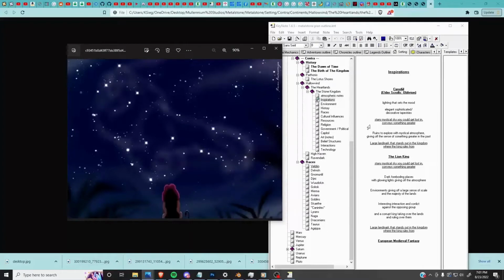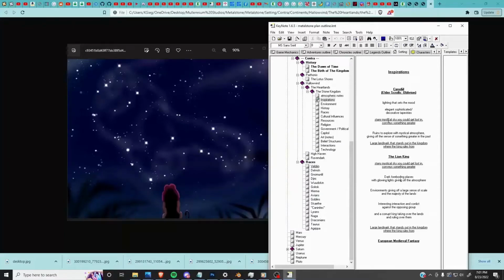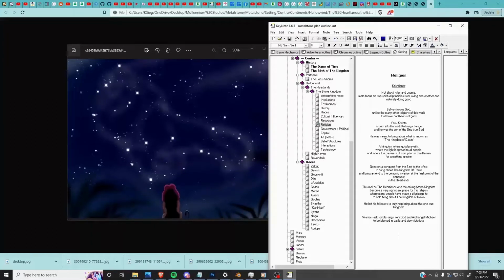Also, falling in line with this idea, I pointed out in the Lion King inspiration for this that a big thing is the starry mystical sky that you could get lost in, and it conveys something greater. And this kind of falls in line with an idea that I had for the story, which comes from another inspiration, is that you might have these heroes that are connected to the stars, and that there are figures in the constellations that are, like in the real world, mythological figures. And maybe some of these figures help these heroes and empower them. So I'm going to note that in the religion, because I want a bit of that to take place here in this kingdom.